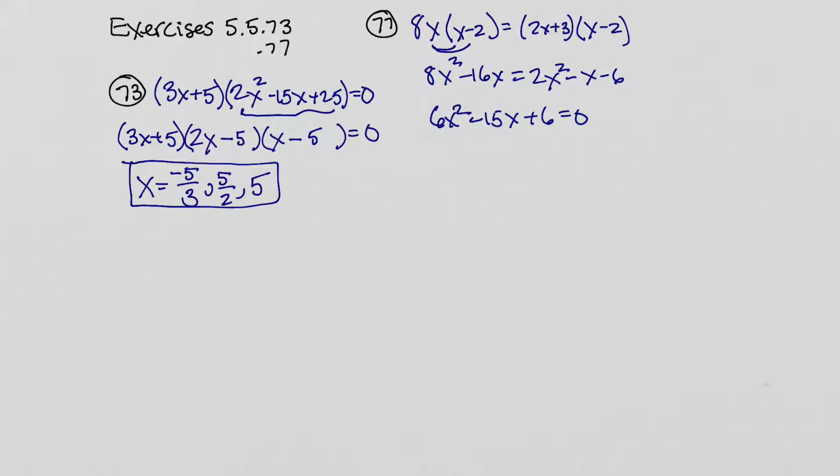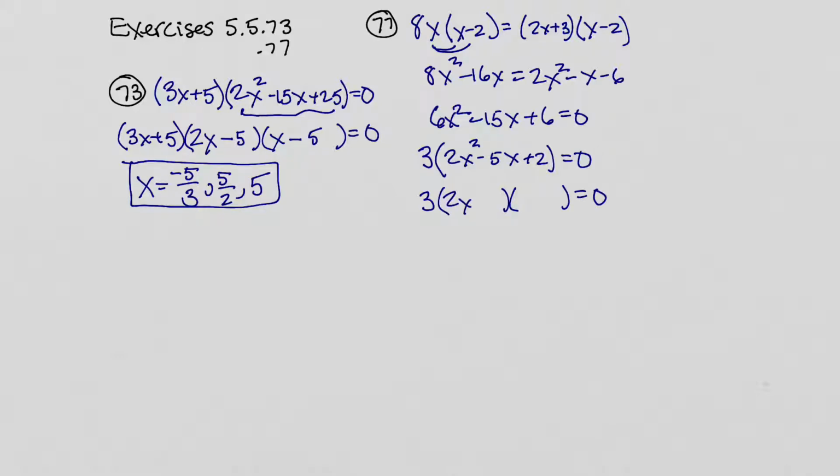Now we need to factor this. But we notice, because we always look for common factors, there's a 3 common to all three of these terms. So let's factor out that 3. So we'll get 3 times 2x squared minus 5x plus 2 equals 0. Bring the 3 down, and let's factor this trinomial here. Don't forget to equal 0.